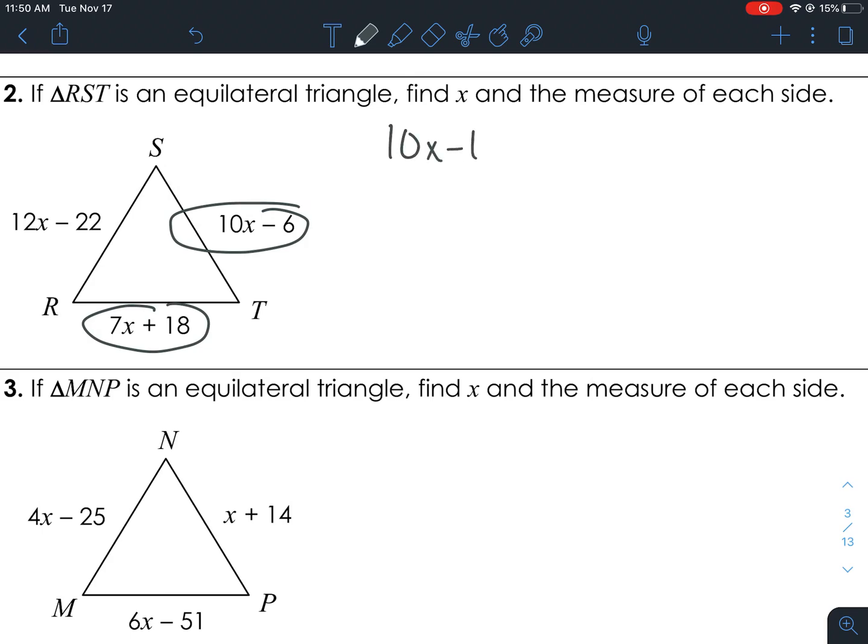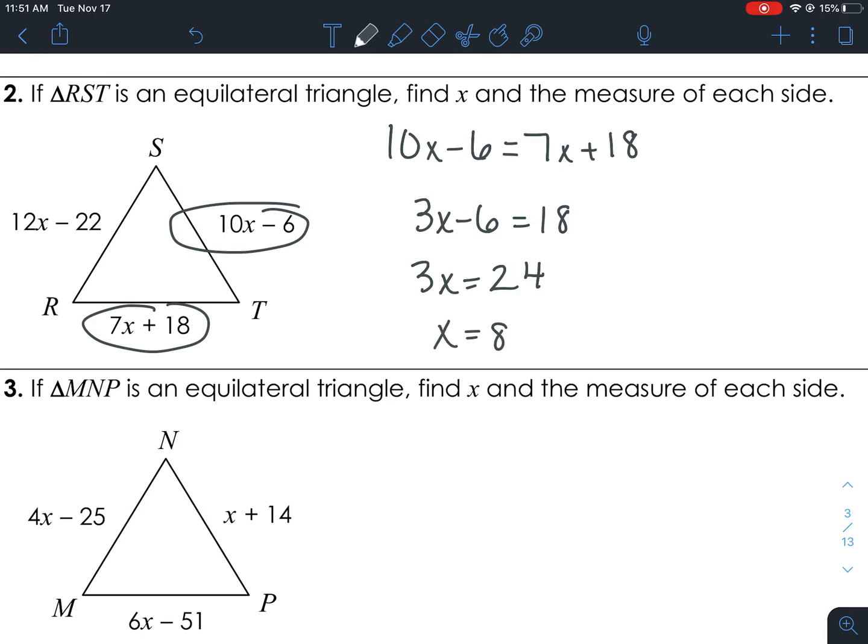So I have 10x minus 6 equals 7x plus 18. I'm going to minus 7x over. So I have 3x minus 6 equals 18. Add 6, so I have 3x equals 24. And divide both sides by 3, so I get x equals 8. No matter what sides you set equal, x should equal 8.